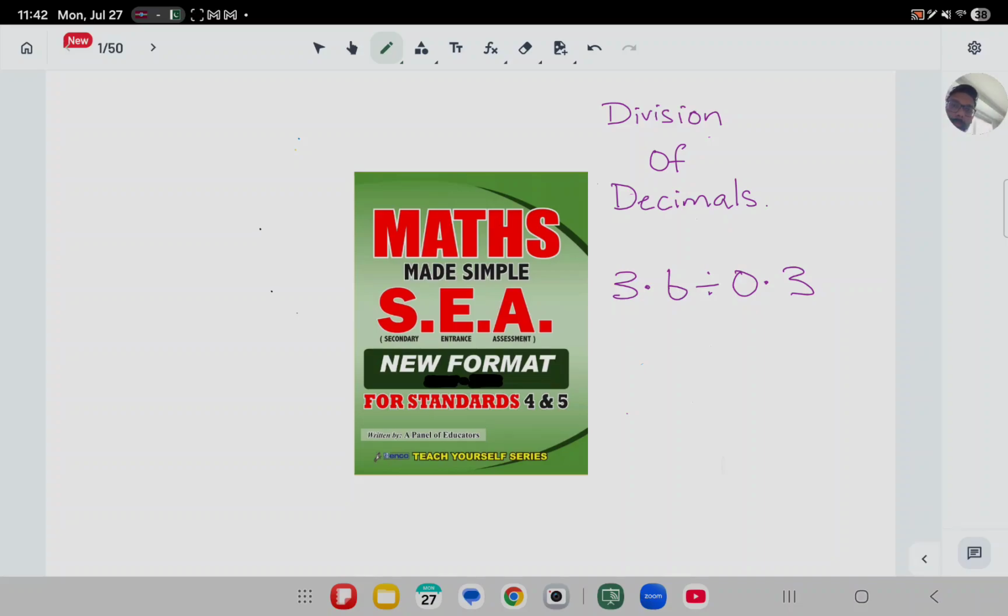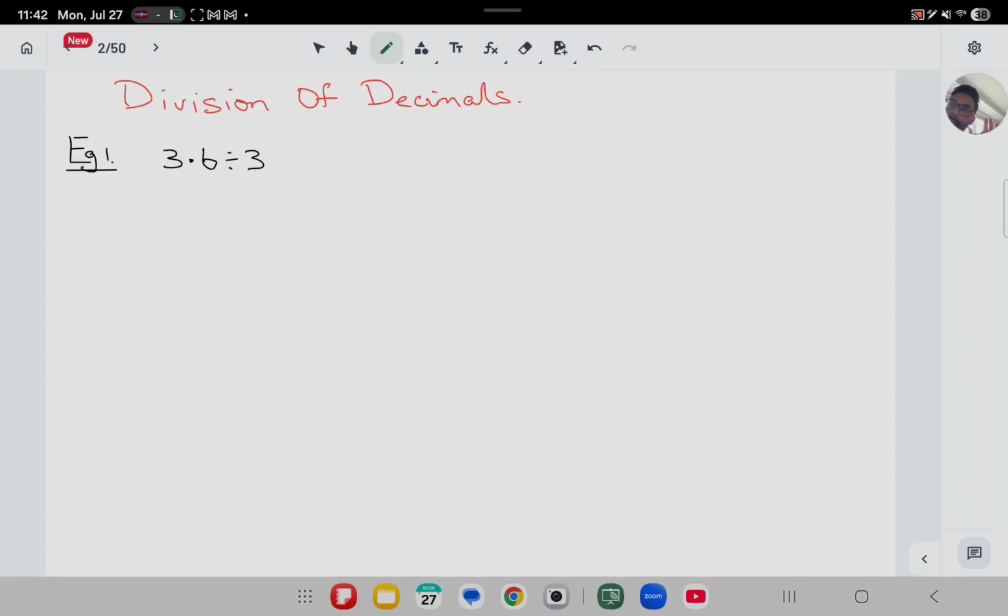Alright class, so today we're looking at division of decimals. Division of decimals is very simple. We use part of our knowledge from long division mixed with some additional operations. First, we need to identify the parts of a division.